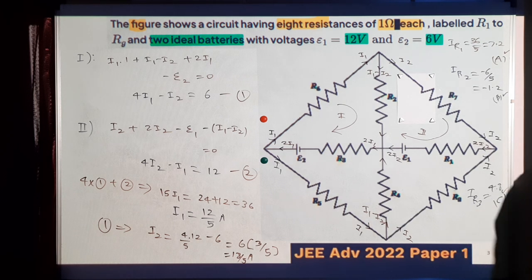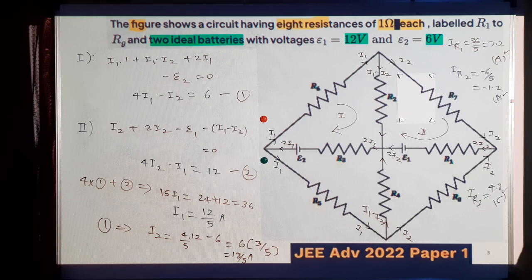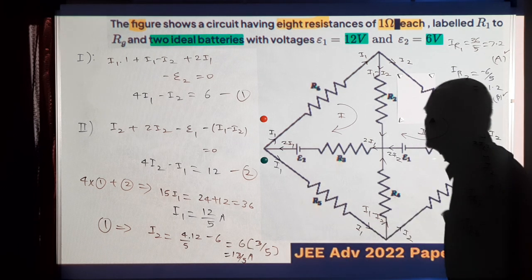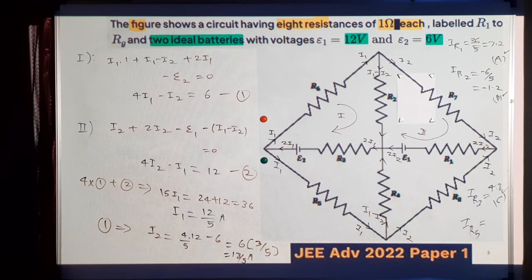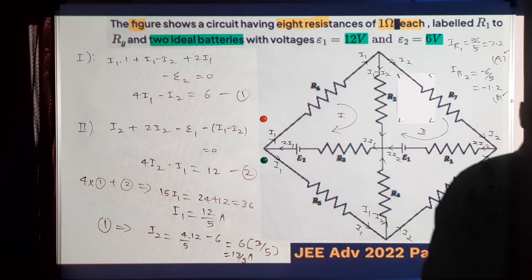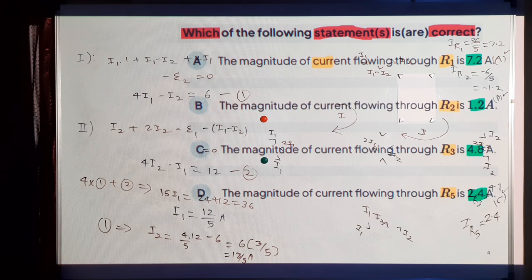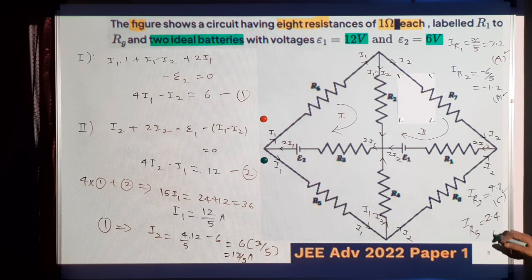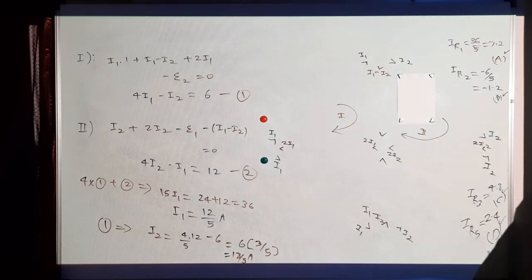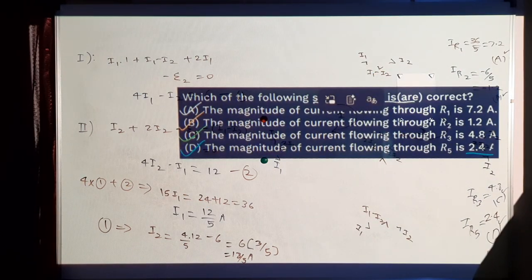And for option D, current in R5. R5 is here, which is I1, which is 12 by 5, it's 24 by 10, 2.4. So D is also true. So all A, B, C and D are correct statements. That is the correct answer.